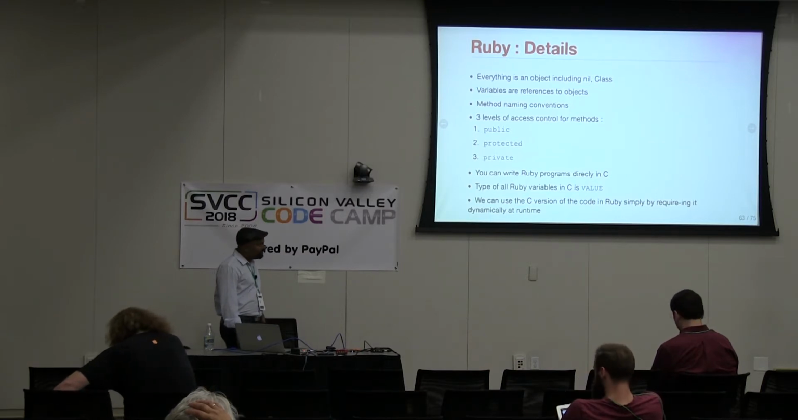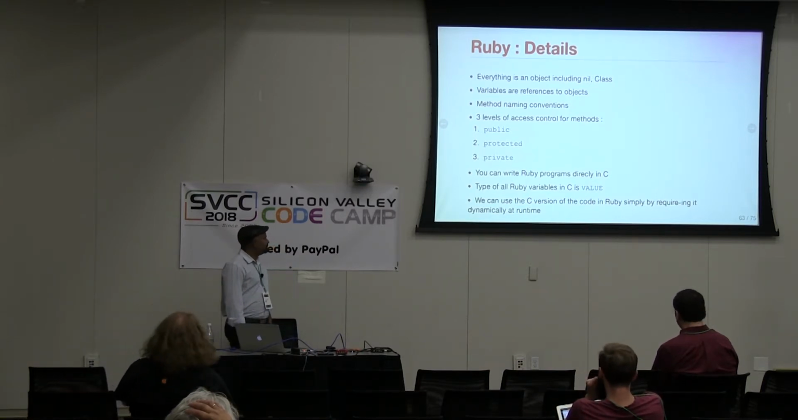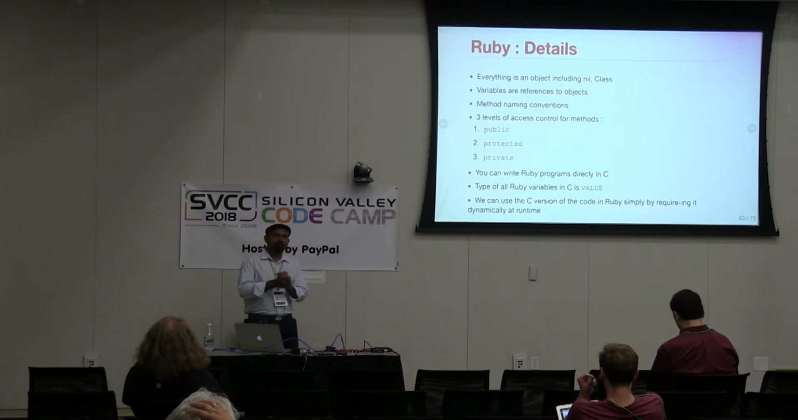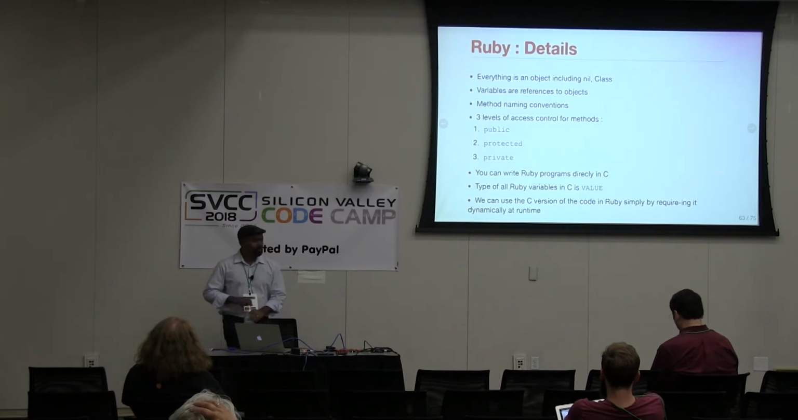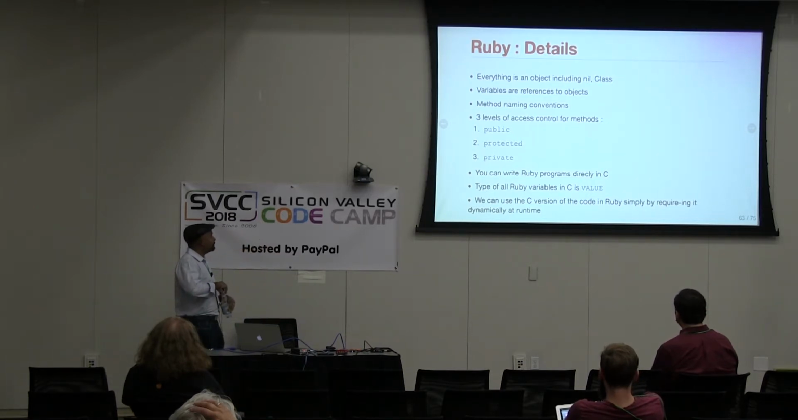So the type of all Ruby variables is called value. And so like in Lua, the way the C functions get called from Lua, I don't think I mentioned this, is through dlopen. When you compile it, you create a .so or a dynamic shared object, and then you dynamically load it using dlopen. You don't have to do any of that. Lua does that for you. You just have to create the .so. It's similar in Ruby also, and you just need to require the name in Ruby.